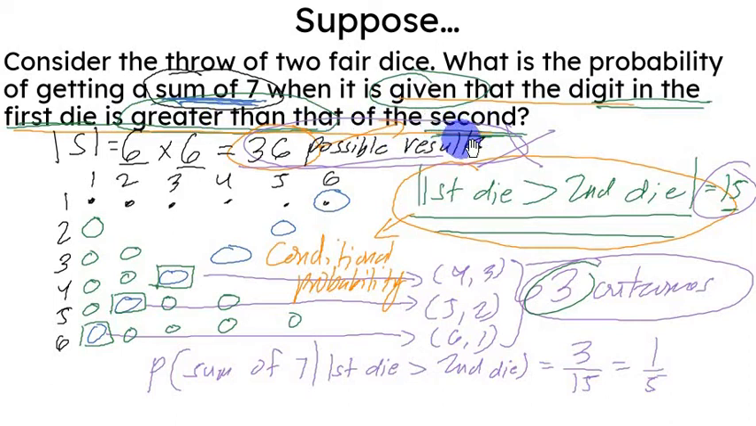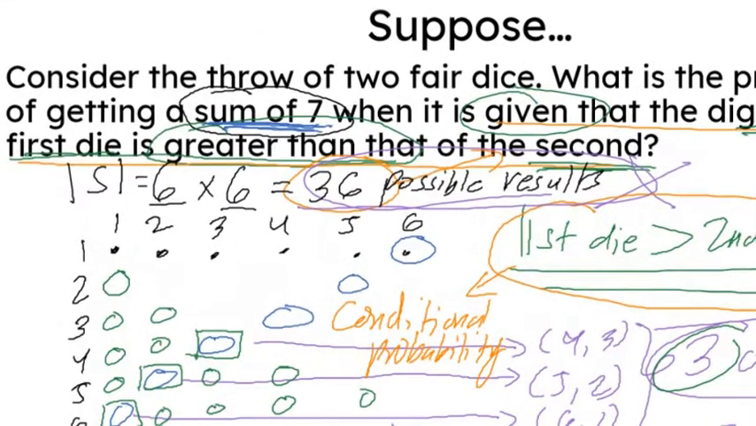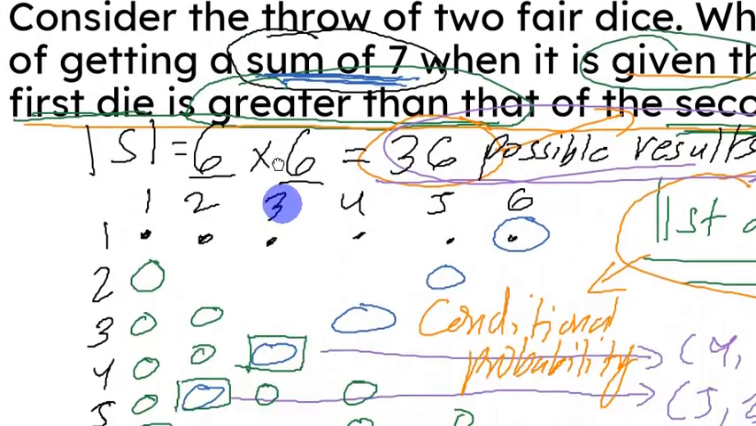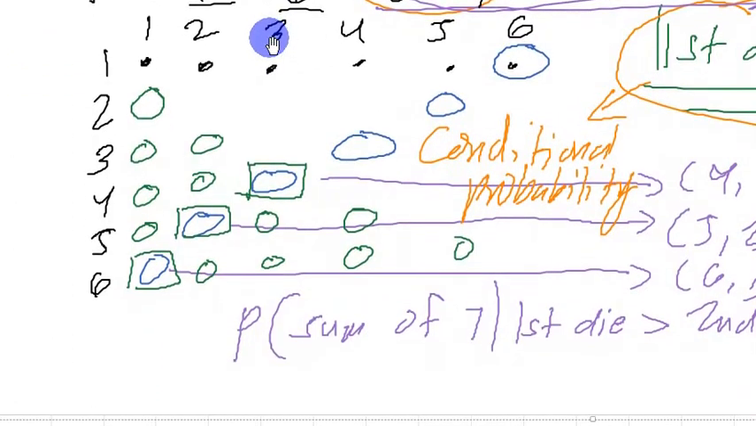Now, we have considered that we actually have two events happening. The sum of 7, and the one that already happened is that the digit in the first die is greater than that of the second. So let's take a look at our outcomes and see what we can figure out with the two events that happened. Let's just zoom that in. There you go.